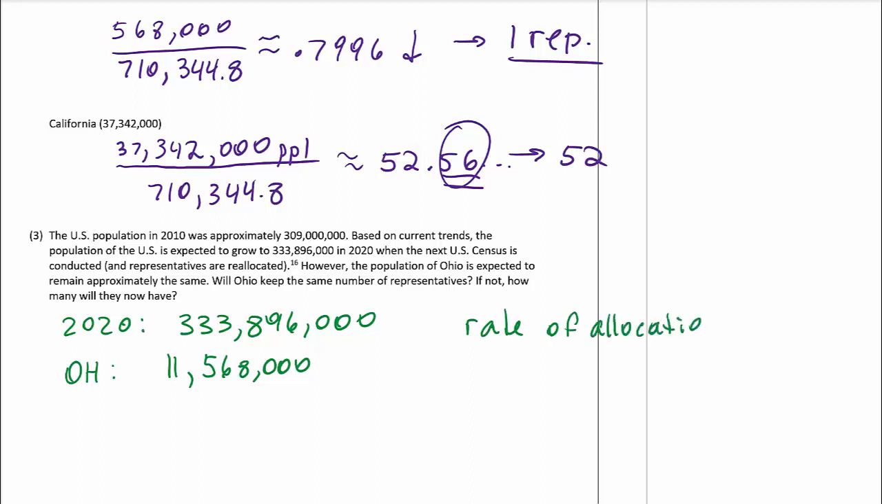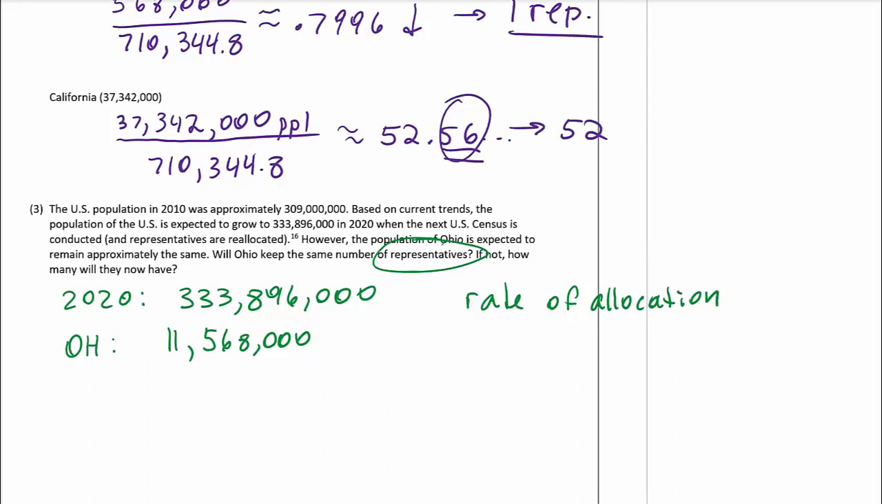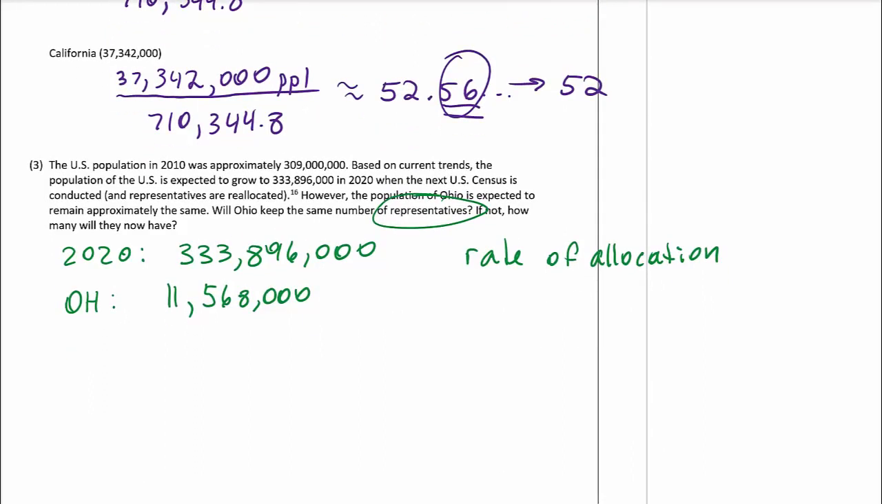All right. And then we're going to use that rate to find what would be the number of representatives. Will it stay the same? Will it decrease? Will it increase? All right. Let me give you a moment to calculate the rate of allocation. Let's review it. So once again, how do you do the rate of allocation? You take the population of the entire United States, not Ohio. So you take the entire population of the United States and you're going to divide it by the representatives that there are in the House.